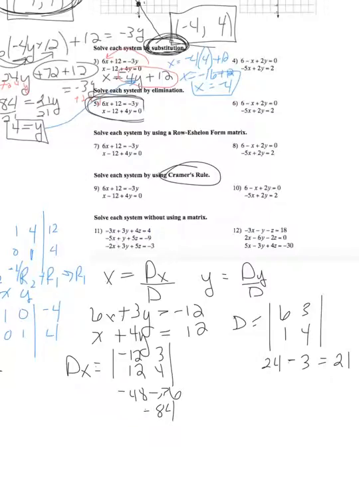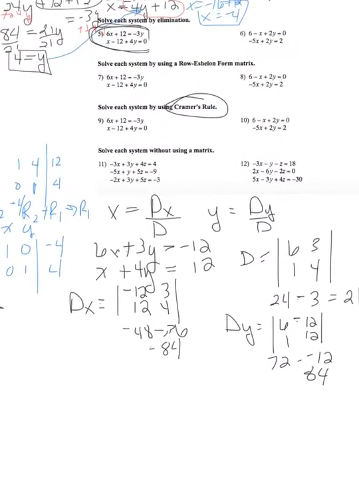Okay, then for Dy, I'm going to replace the y column with the answers, so I'll put negative 12 and 12 in there this time. So Dy is going to be 6, 1, negative 12, and 12. So we have 6 times 12 minus this, so that's going to be 72 minus negative 12. So 6 times 12 is 72 minus negative 12, so 72 plus 12 is 84.